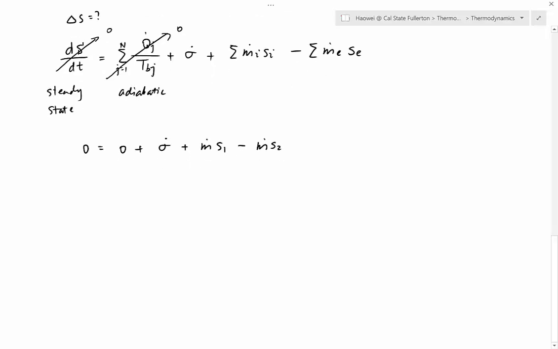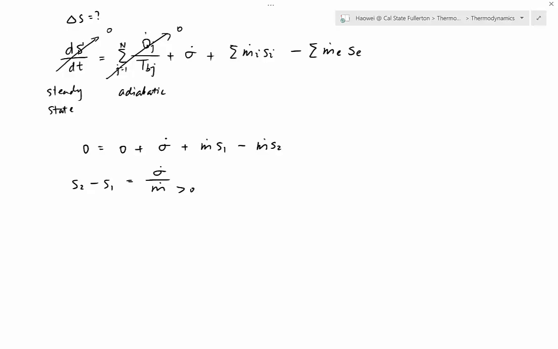Okay, so now we can rewrite this equation. We can move S2 minus S1 together to the left hand side, and then the right hand side will just become sigma dot over m dot. Okay, so we know m dot, mass flow rate, must be positive. What about sigma dot? Sigma dot is the entropy production rate.